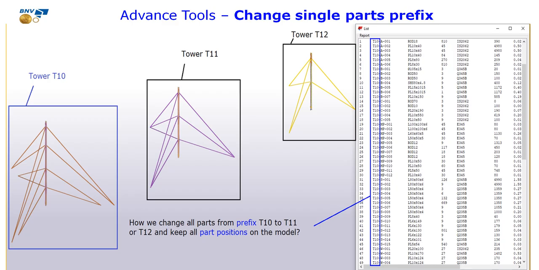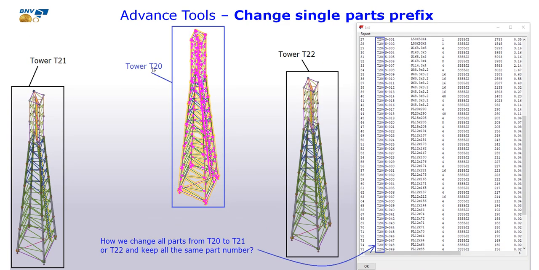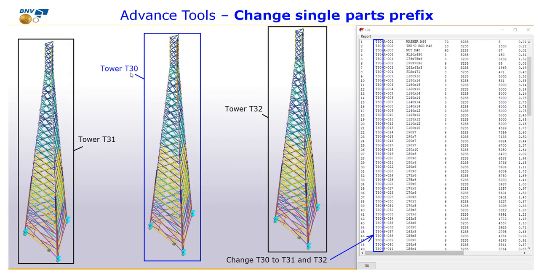Today I introduce to you the way to change back prefix for similar structure. Example for tower T10 and we change to tower 11 or 12, only back prefix and still keep the back position, or tower 20 to 21 or 22 with the same back position number, or tower 30 to 31 or 32. We only change the back prefix and we want to keep all the similar number to make more professional.